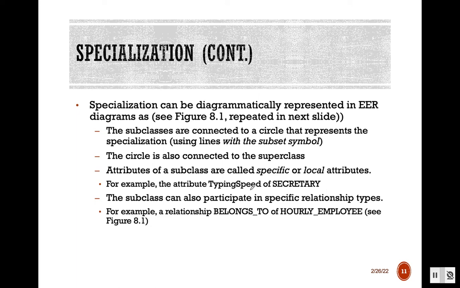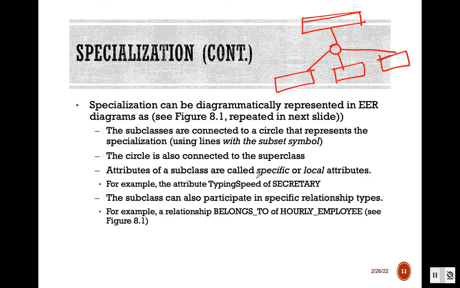Now how do we represent specialization? We can represent a specialization using diagrammatic notation. The subclasses will be connected to a circle that represents the specialization, and the circle is also connected to the superclass. So we have a superclass, there will be a circle, and there will be the list of subclasses. The circle will be connected with the superclass, and also with the subclasses.